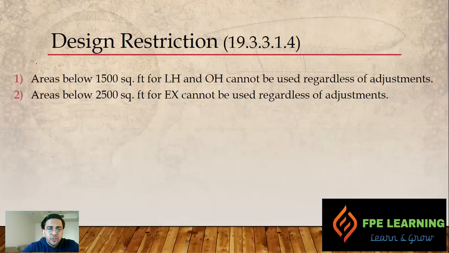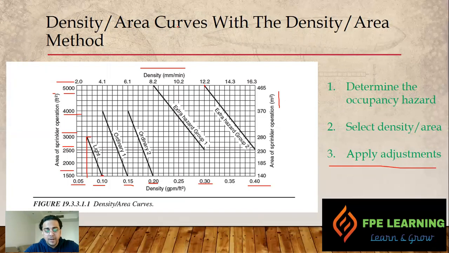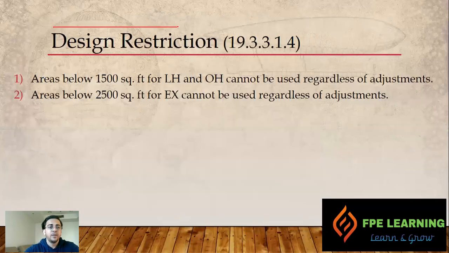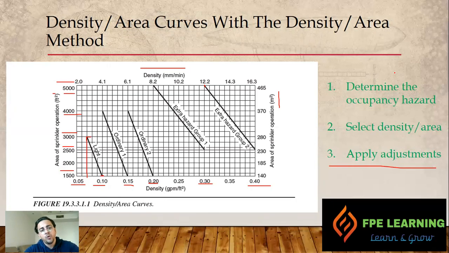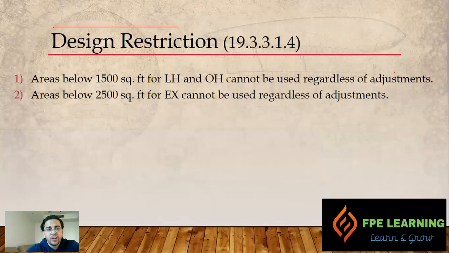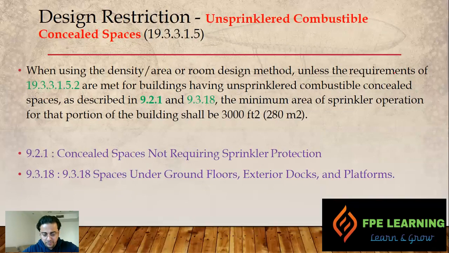Okay, but here we have some design restriction, right? Point number 3 we talked about apply adjustment, right? So we have some design restriction. An area below 1500 square feet for light and ordinary cannot be used regardless of the adjustment. Do whatever adjustment, you cannot go below 1500 for light and 2500 for extra hazard occupancies, right? Now the last point, last slide of this one, we have some design restriction, right? When we are using this density area curve, or the room design method that will be included in the next video, let's focus on the density area curve.